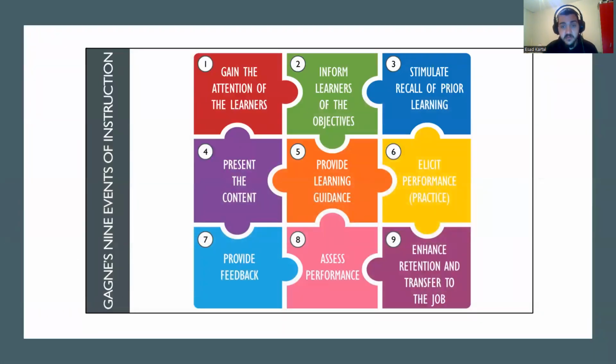So what are these 9 levels of instruction? Here you can see the first one is gain the attention of learners. The second one is inform the learners of the objectives. Third one is stimulate recall of prior learning. Fourth one is present the content. Fifth is provide learning guidance. Sixth is elicit performance practice. Seventh is provide feedback. Eighth is assess performance, and ninth is enhance retention and transfer to the job.